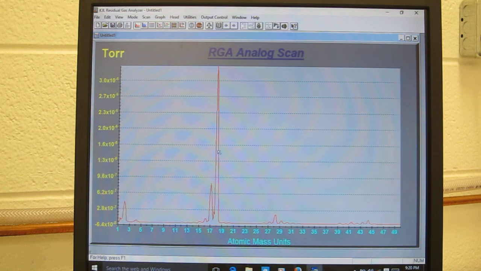At 18 AMU, we find water vapor, or H2O, one of the main contaminants right now inside the system. At 17, we find OH, and at 28, we find either nitrogen, N2, or carbon monoxide, CO. This represents all the things that are inside the manifold that we simply can't get rid of. We'll store this right now as our background trace, and we'll subtract it from anything we take from here on in order to figure out what's actually in our system.